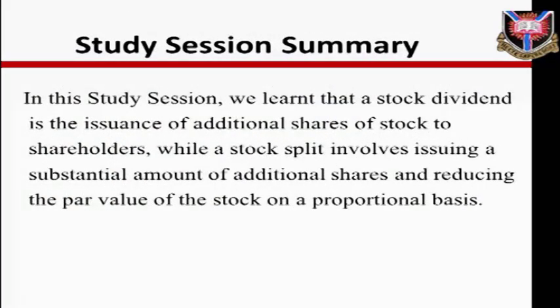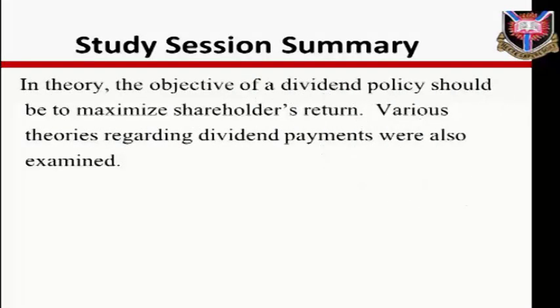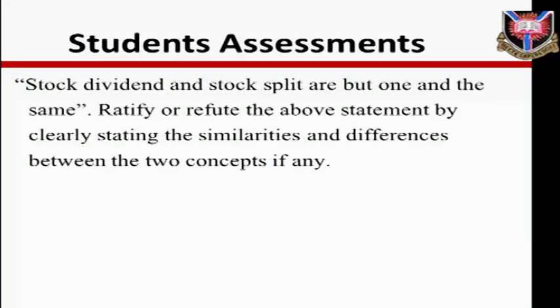Summary. In this study session, you learned that a stock dividend is the issuance of additional shares of stock to shareholders, while a stock split involves issuing a substantial amount of additional shares and reducing the par value of the stock on a proportional basis. In theory, the objective of a dividend policy should be to maximize shareholders' return. Walter argues that the choice of dividend policies almost always affects the value of the firm. Gordon explicitly relates the market value of the firm to dividend policy. According to Modigliani and Miller, under a perfect market situation, the dividend policy of a firm is irrelevant as it does not affect the value of the firm.